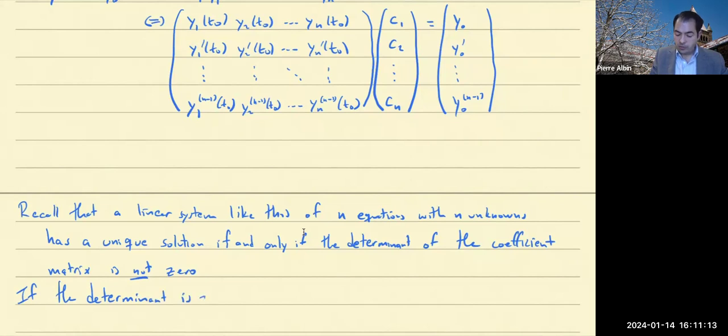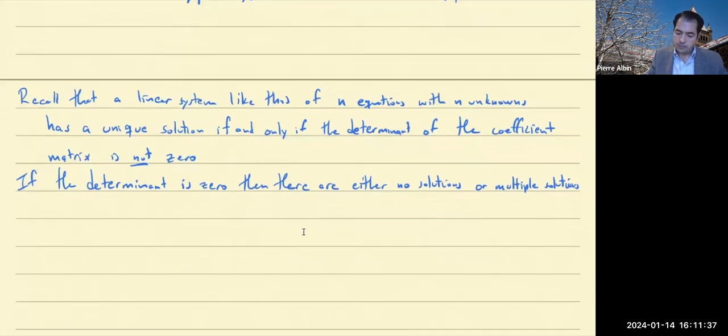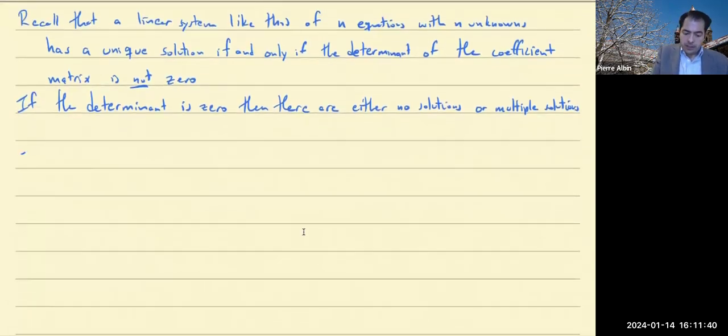If the determinant is equal to 0, then there are either no solutions or multiple solutions. Okay, this determinant is important enough to get a name, right? So that's the Wronskian.